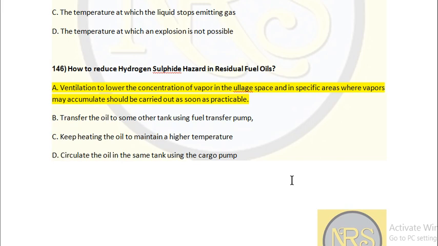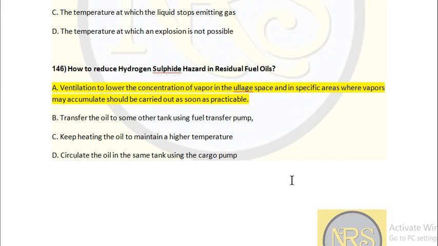Option A, ventilation to lower the concentration of vapor in the ullage space and in specific areas where vapors may accumulate should be carried out as soon as practicable. Option B, transfer the oil to some other tank using the fuel oil transfer pump. Option C, keep heating the oil to maintain a higher temperature. Option D, circulate the oil in the same tank using the cargo pump. The correct answer is option A.